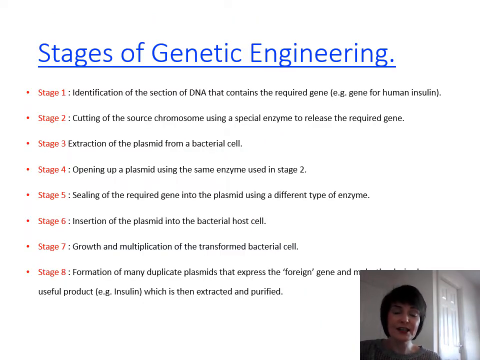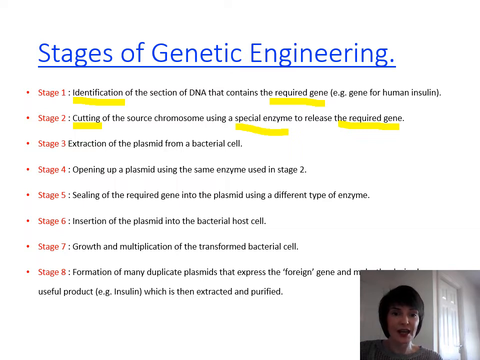So this is just a sort of written version of what I'd gone through in the previous slide. So stage one. The key things here, folks, the key sort of phrases is the identification of the DNA that you've got the required gene. We then, once we've got that, it's a cutting process, so cutting of the source chromosome using special enzymes, and that will release your gene.